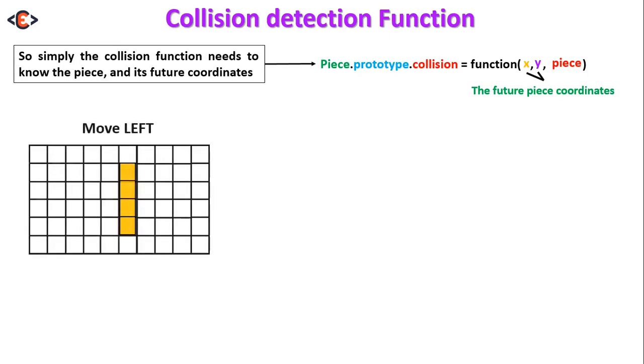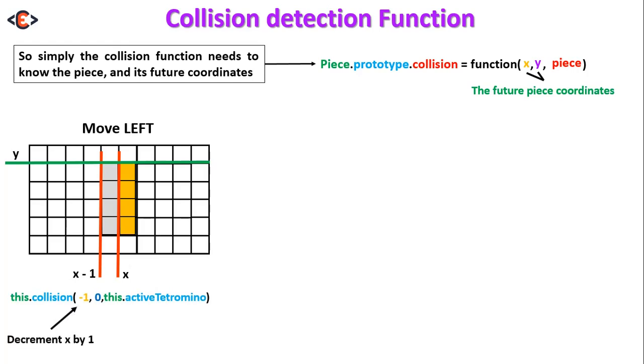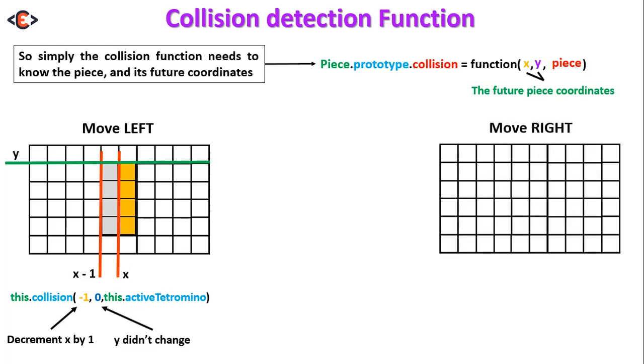If we say we need to move left the I piece, the piece will be in this position. Now, if we look at the y position, it didn't change, so the y position is still the same. But for the x position, after we move the piece left, it will be decremented by 1. So here, our collision detection function will get x decremented by 1, and y didn't change, so it will be equal to 0.